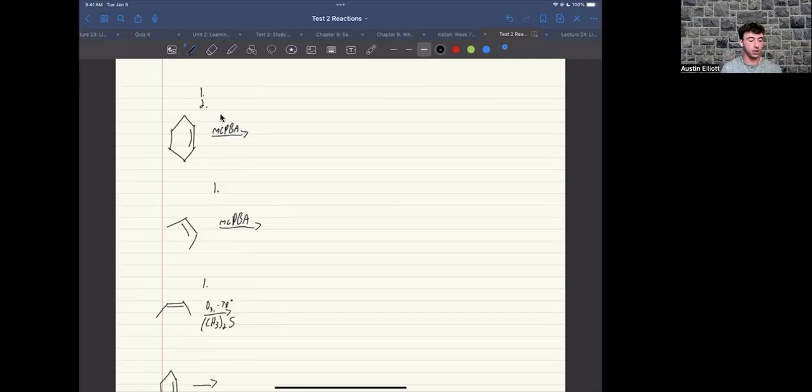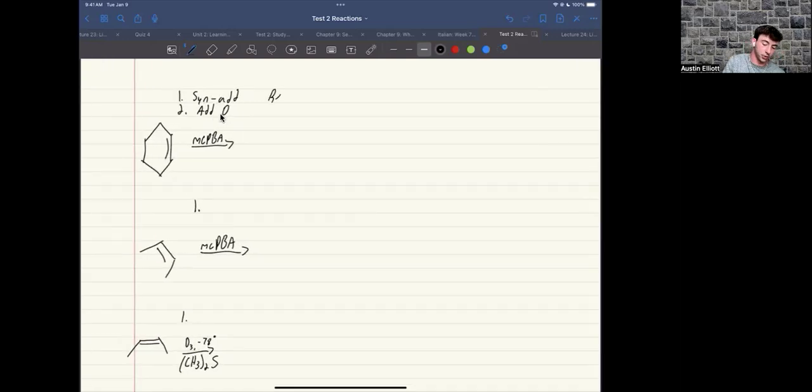So I'll move on to a couple more reactions that are a little bit different than the ones we have been doing. This first one appears to be MCPBA. First off, it's syn addition, so it's going to add in the same direction. And we're going to add an O. With this one, stereochem is big, so it's going to retain stereochem.